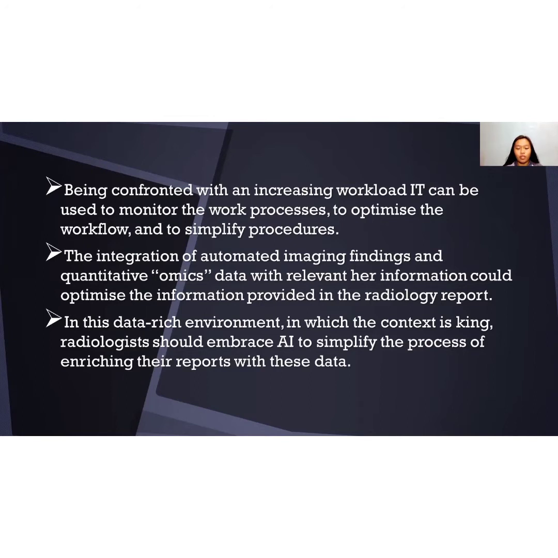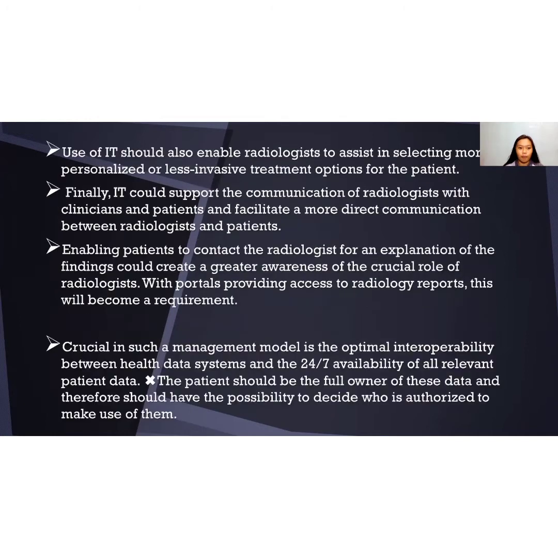The integration of automated information findings and quantitative omics data, where relevant, could optimize the information provided in the radiology report. In this data-rich environment, in which context is king, radiologists should embrace artificial intelligence to simplify the process of enriching their reports with this data. Use of IT should enable radiologists to assist in selecting more personalized or less invasive treatment options for patients.